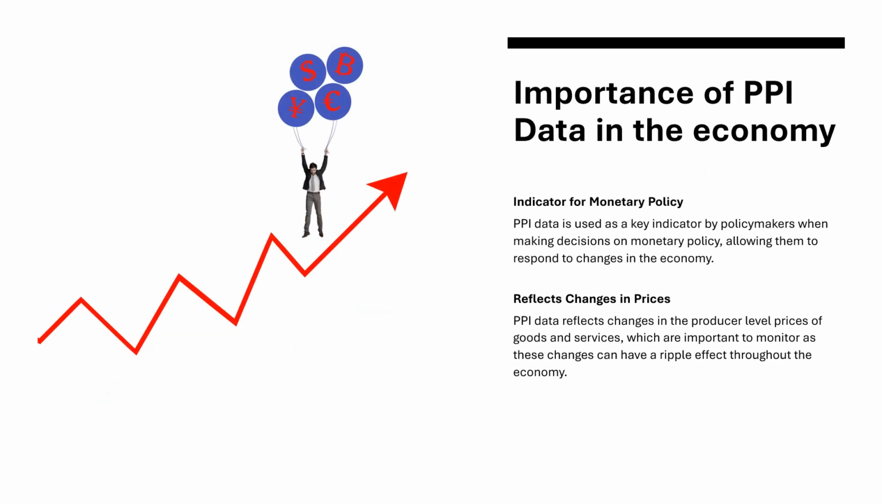Importance of PPI data in the economy. Indicator for monetary policy. PPI data is used as a key indicator by policymakers when making decisions on monetary policy, allowing them to respond to changes in the economy. Reflects changes in prices. PPI data reflects changes in the producer level prices of goods and services, which are important to monitor as these changes can have a ripple effect throughout the economy.